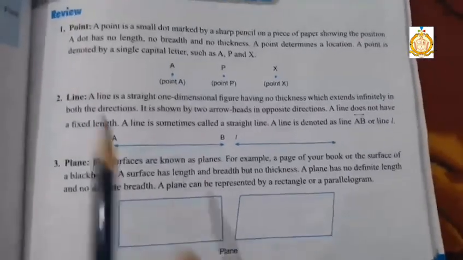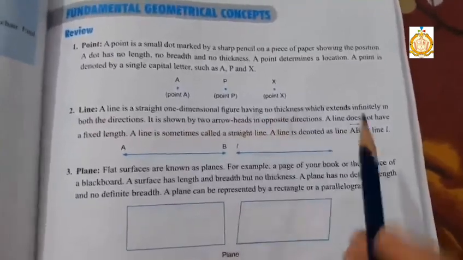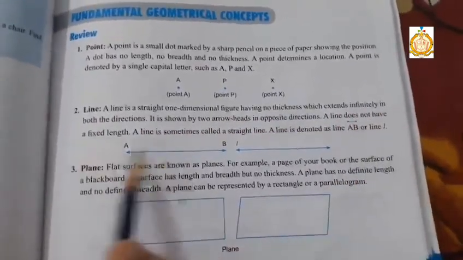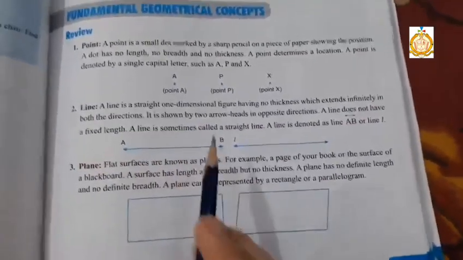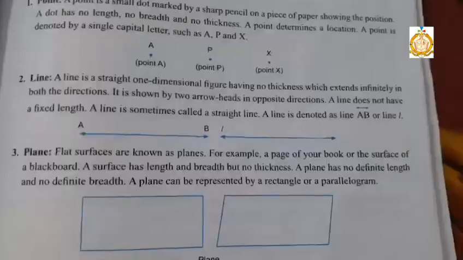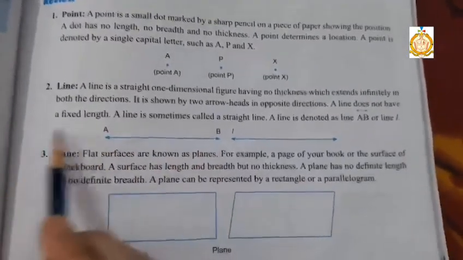Next one is line. A line is a straight one-dimensional figure having no thickness which extends infinitely in both directions. It is shown by two arrowheads in opposite directions. As it extends to infinity, so it does not have any fixed length.